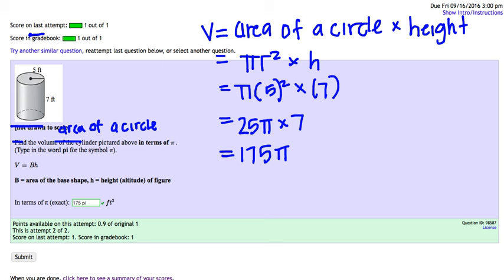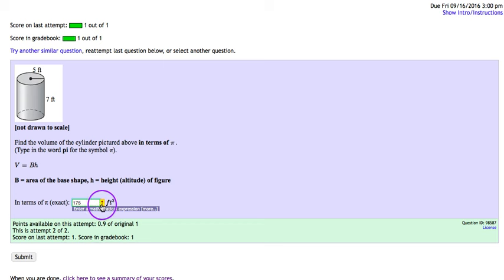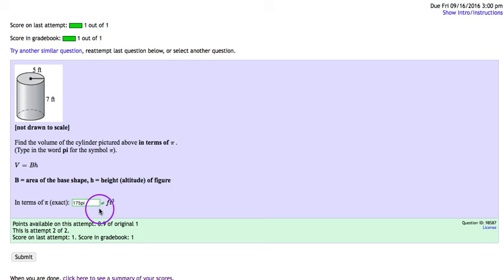So one thing, if you notice you're getting the answer wrong, you want to maybe check to see if you did include the word pi to represent pi. Another way of typing in pi is by clicking this yellow arrow right here and clicking on the actual symbol, and then make sure you click save. So that's another way of typing in your answer.